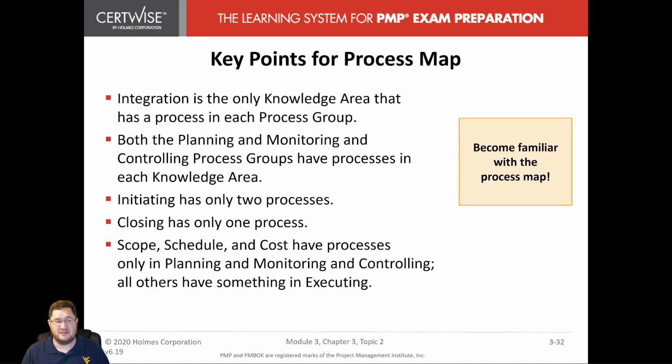Scope, schedule, and cost have processes only in planning and monitoring and controlling. All others have something in executing. So, some little tricks that might be confusing right now, but once you start reading about these processes, it's going to make more sense because you'll be thinking along the way the book wants you to think. Don't rely on your personal experience. Go with the book knowledge because that will help you out.